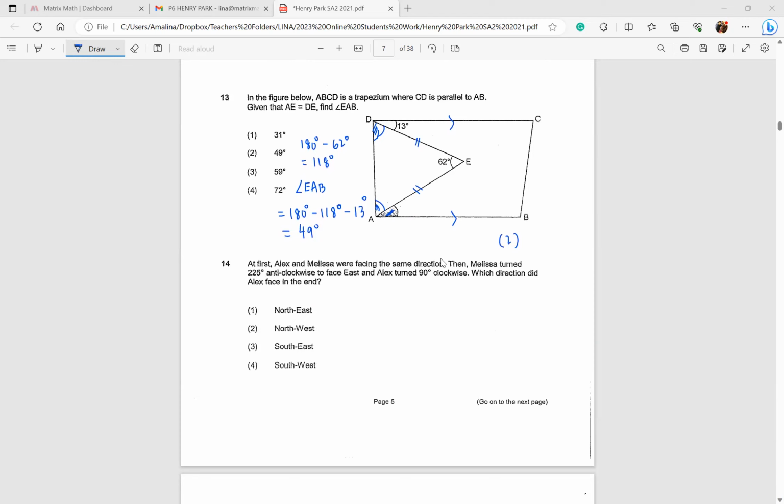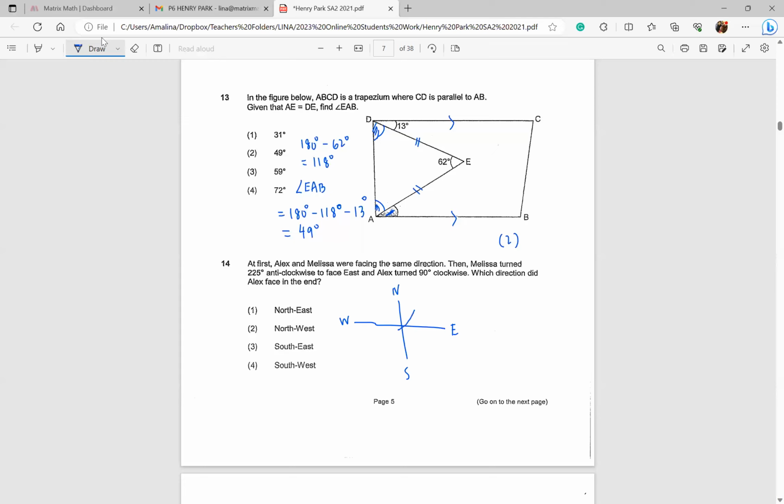Okay, so let's draw our 8-point compass. Actually, no, 4 points is good enough. So north, south, east, and west. Okay, now this is the end point for Melissa. If you can also include, I think it's good to draw in the 8-point compass. So it's very clear when you see your compass.